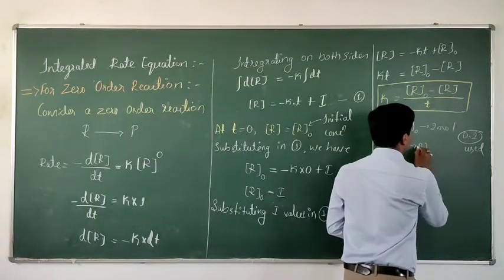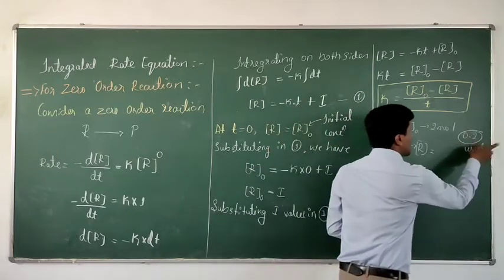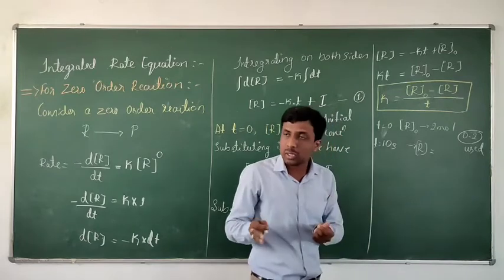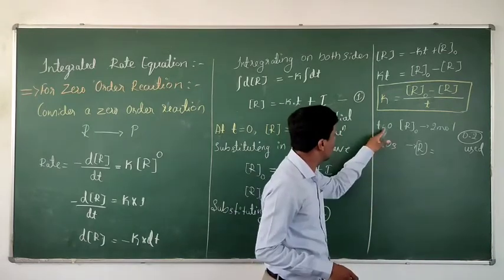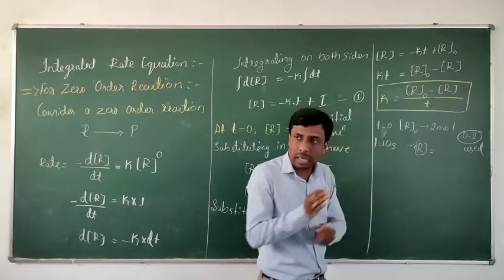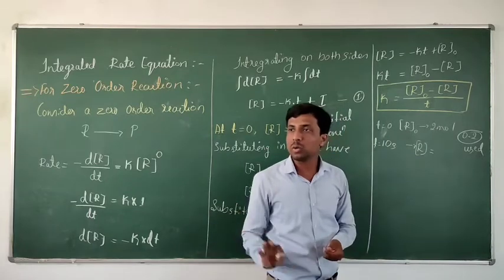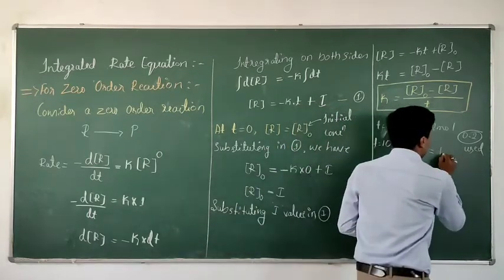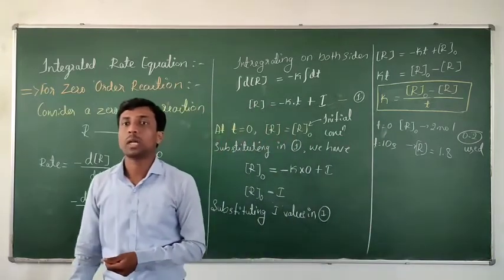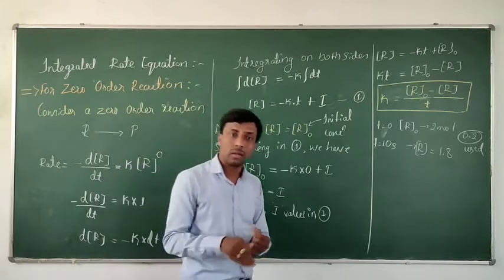R is how much? This much amount of reactant is used in 10 seconds. When t is equal to 0, r0 is 2 mole. Now t is equal to 10 seconds, 0.2 mole has been consumed. R is 1.8. That much is left when 10 seconds have passed.